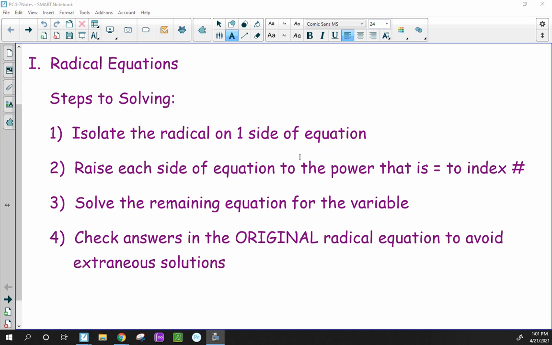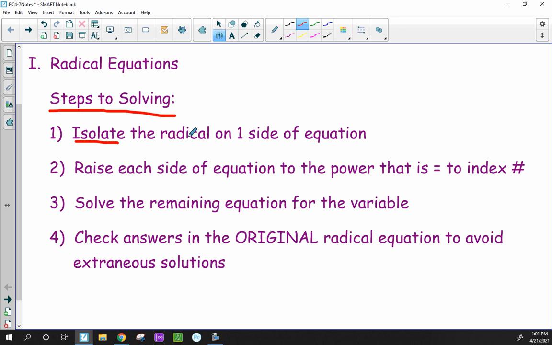Algebra 2. Today we're going to learn how to solve radical equations. Here are your steps for solving. Step number 1. I need you to isolate the radical on one side of the equation. In other words, make sure the radical is the only thing you see on the left or the right of the equal sign. You may have to transpose a number or divide by a number in order to do so.